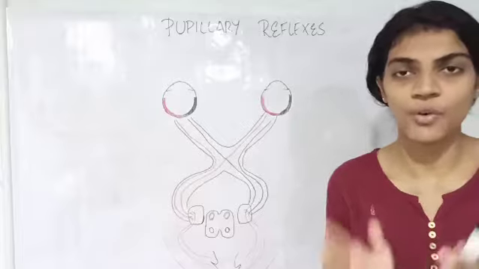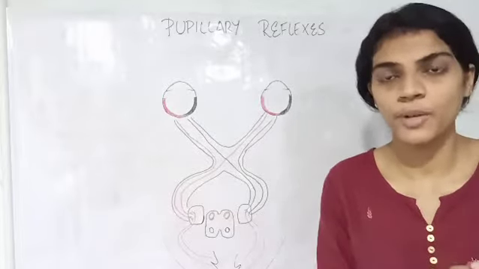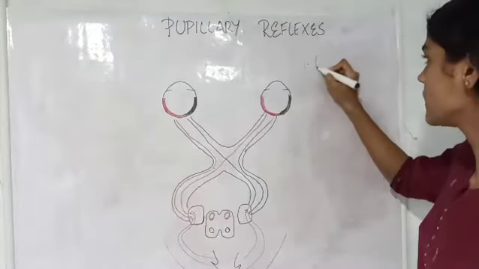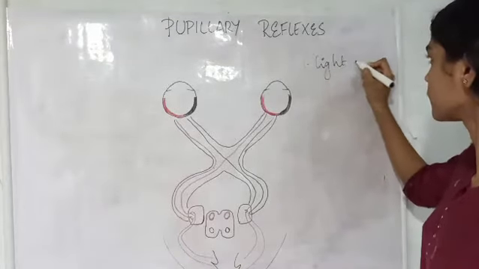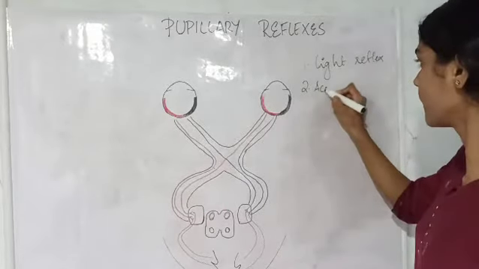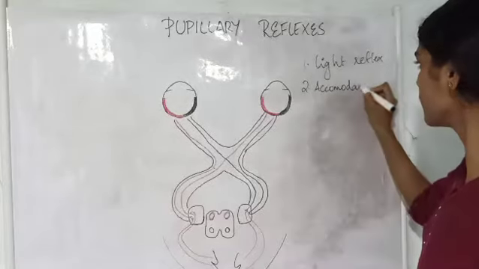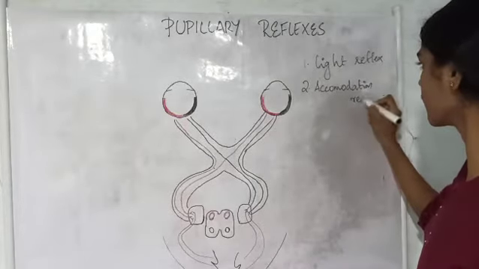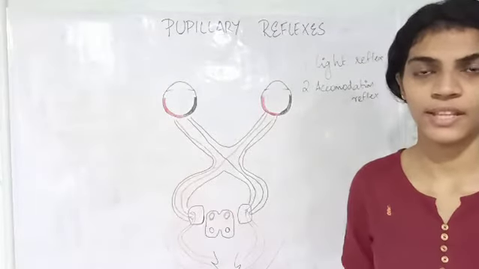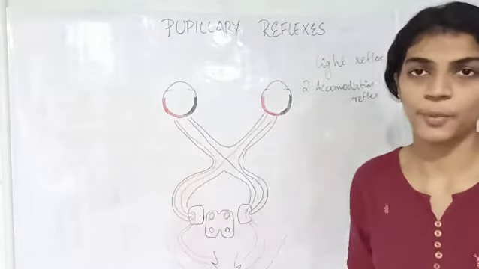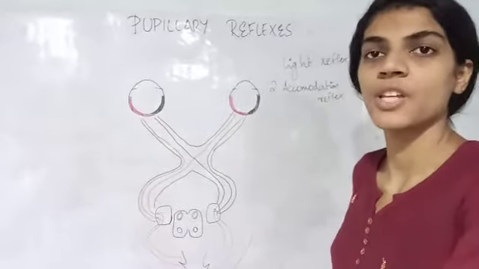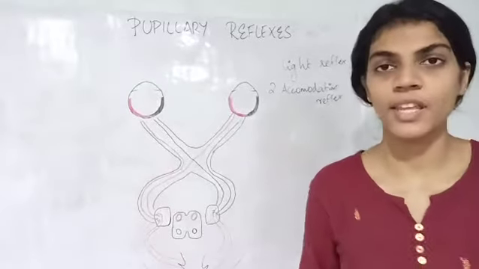Pupillary reflexes are of four types. The most important pupillary reflexes are, first, the light reflex, and second, the accommodation reflex. There are two main types of pupillary reflexes: the light reflex and the accommodation reflex. First I am going to deal with the light reflex.